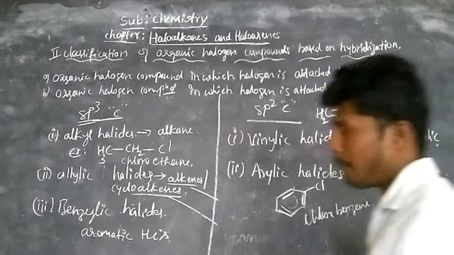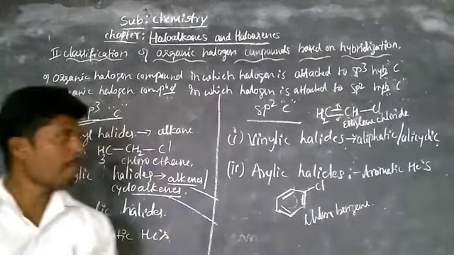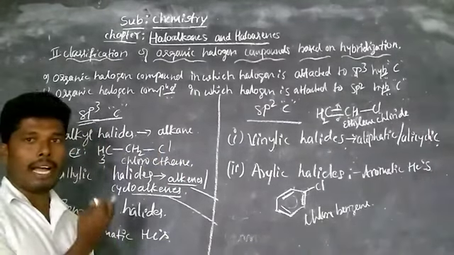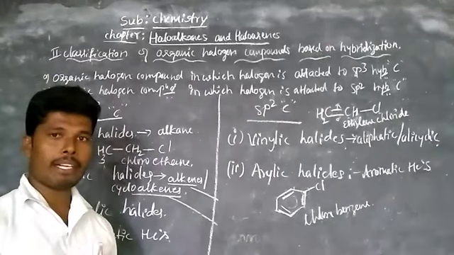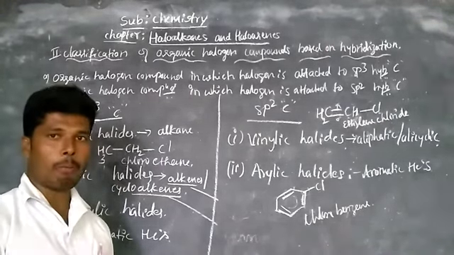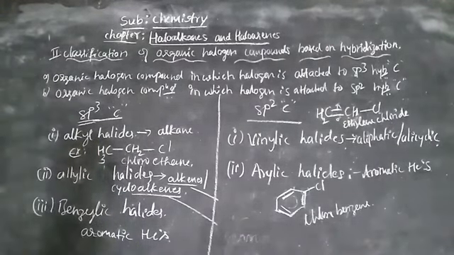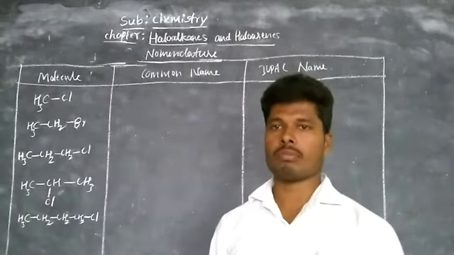So this is the brief classification of halogen compounds, that is haloalkanes and haloarenes. Now the classification is completed. The next concept is IUPAC nomenclature.